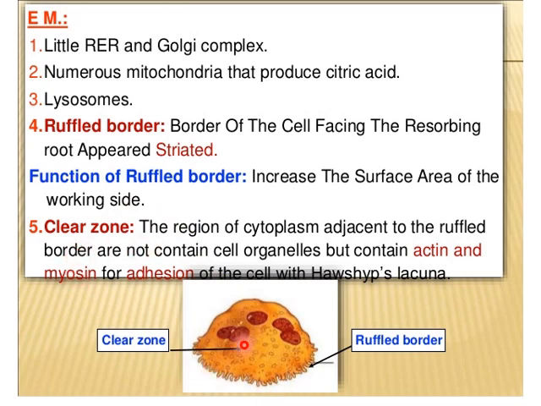The clear zone is the region of cytoplasm adjacent to the ruffled border that does not contain cell organelles, meaning it does not contain rough endoplasmic reticulum or Golgi complex, but contains actin and myosin for adhesion of the cell with the Howship's lacunae. This is the area adjacent to the Howship's lacunae, which is a bay inside the dentin or cementum where this cell is located.